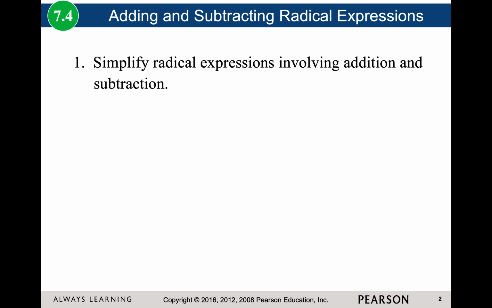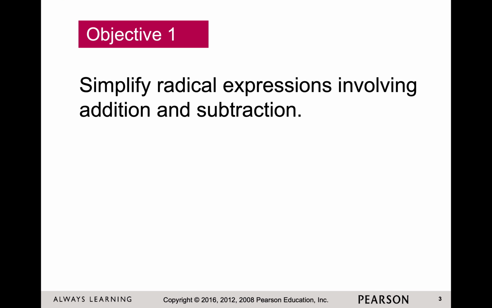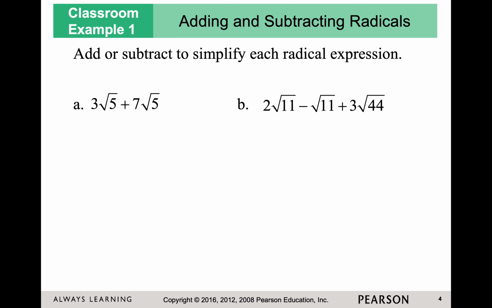So really, when you're thinking about this, think about combining like terms, and the root has to be the same so you can combine them. So I have 3 square root of 5, 7 square root of 5. They are like terms. Square root of 5 is the same as square root of 5. I can go ahead and add those together to get 10 square root of 5.